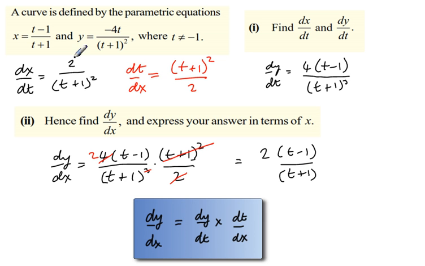Now the question said write your answer in terms of x. Well, x is t minus 1 over t plus 1. That's what I have here, so the answer is 2x. The answer is quite nice at the end. Probably lets you know that you're right.